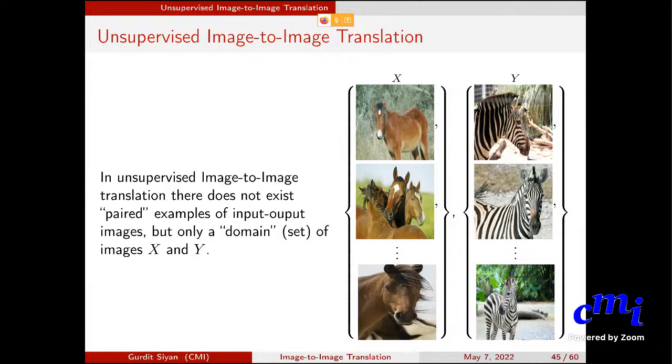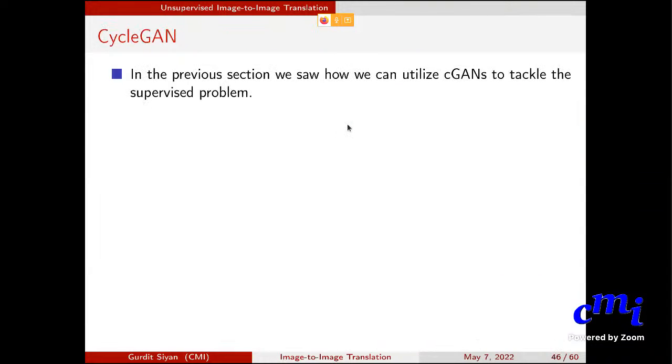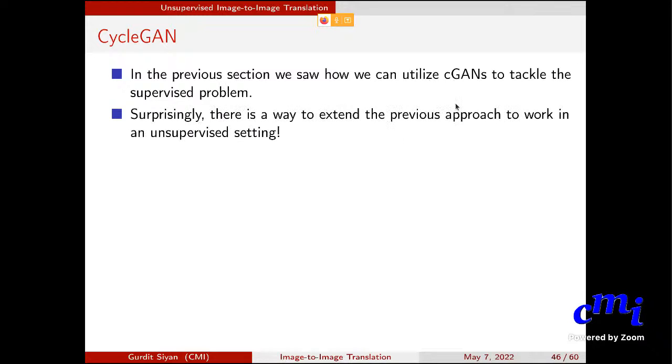Since we don't have exactly paired images because they don't exist, we will try to use this unsupervised learning setting. And even in this horse and zebra example, we won't exactly find a zebra standing in this exact pose. So paired examples are not possible. So we saw how we can use conditional GANs to tackle the supervised problem. Surprisingly, we can also extend the previous approach to work in the unsupervised setting.